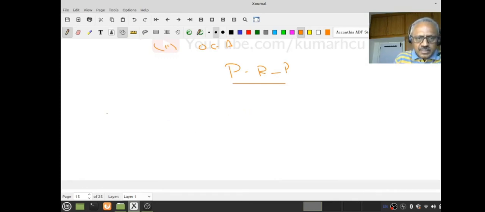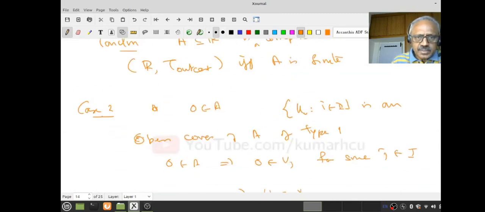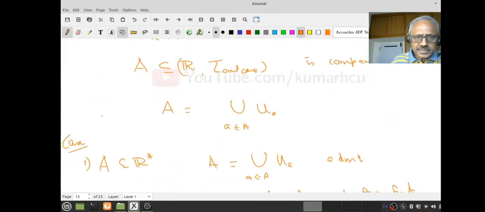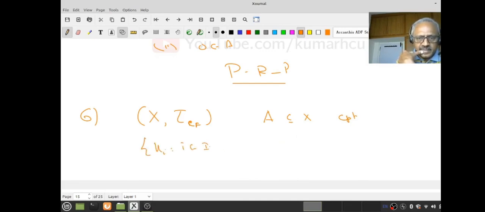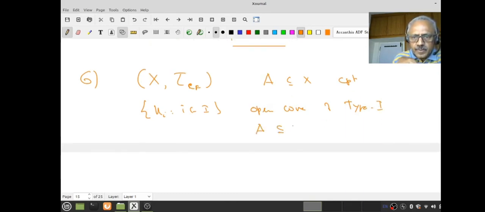Right, now let's look at the last example. With that, I will stop today's lecture. Sixth example. Suppose X is with the cofinite topology. Then suppose A is a subset of X. I want to know when it is compact. And suppose U_i, i in I, is an open cover of type 1. Therefore A is contained in the union of U_i.